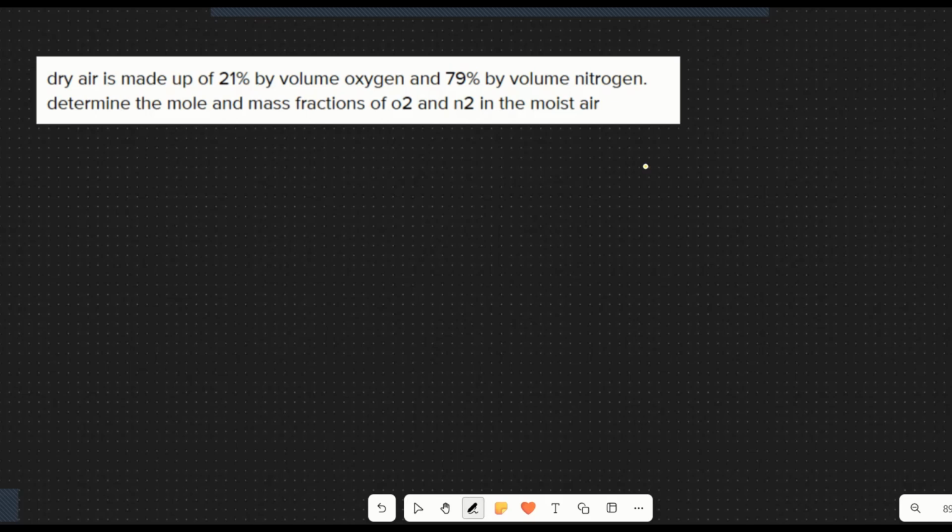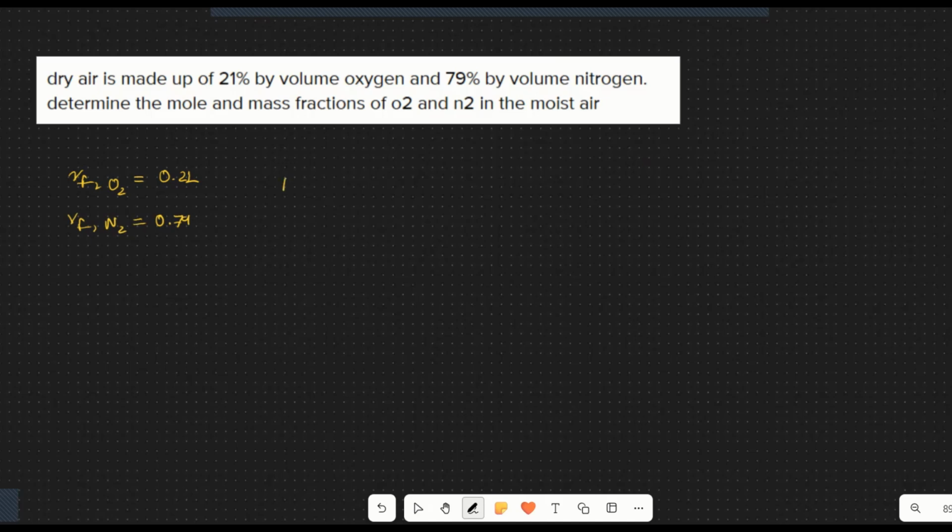Here we're given a volume fraction, which we're going to denote by VF, of oxygen. It's made of 21% oxygen, or pretty much 0.21 oxygen. And we know that the volume fraction that corresponds to nitrogen is 0.79. And we need to establish what the mole fraction of both gases are in moist air.